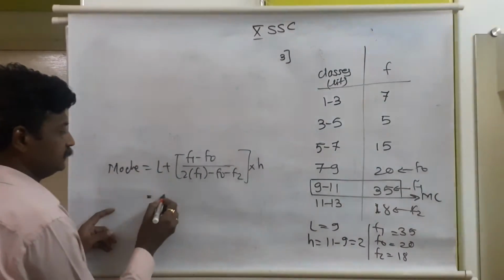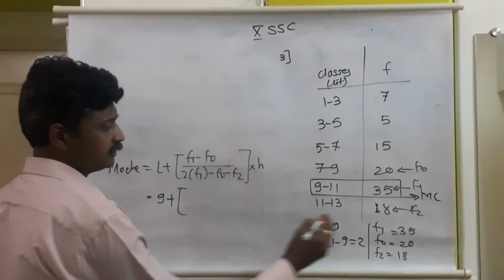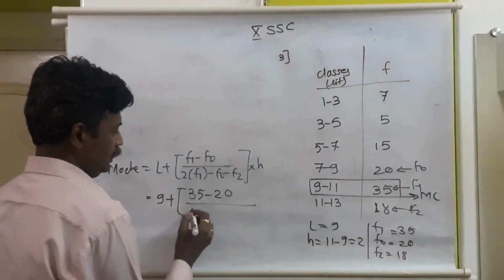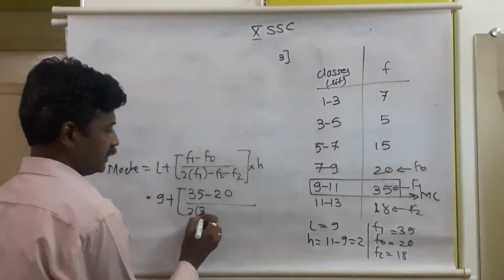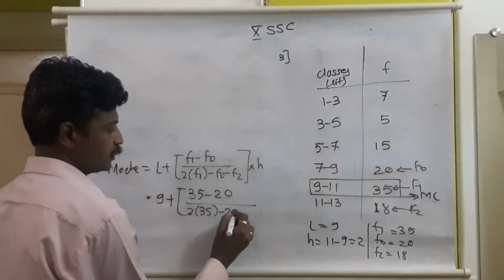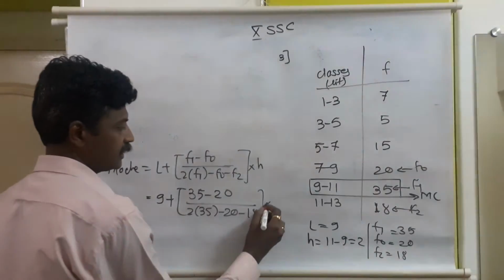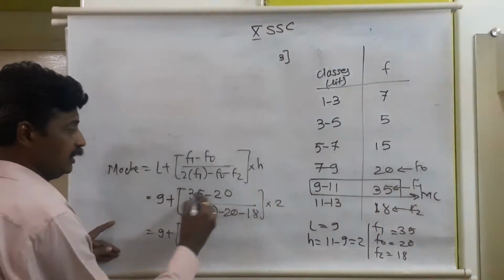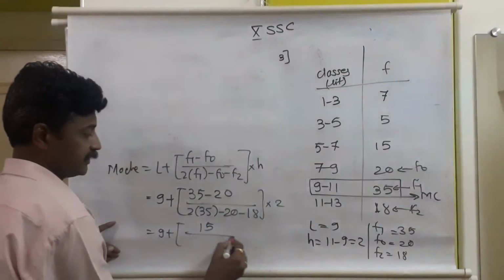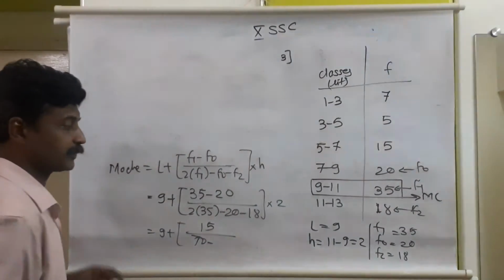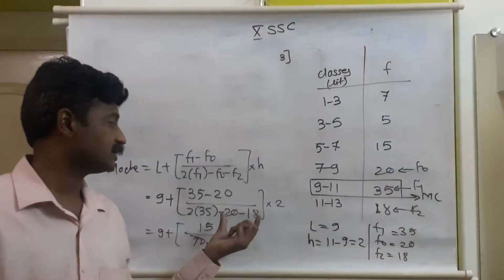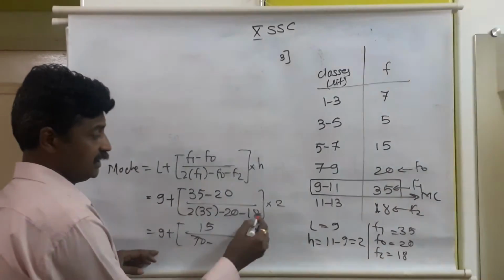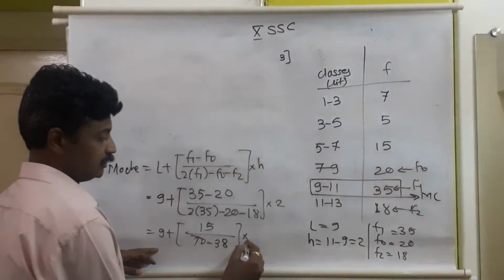So L is here 9 plus F1 35 minus F0 is 20, over 2 into F1 value is again 35 minus F0 is 20, F2 is 18, bracket complete, into H is 2. Let us simplify it to get the mode. 35 minus 20, it remains 15. 35 to the 70 minus 20 and 18, both are negative, so we can add them and the common sign is minus. 20 and 18 total is 38, into 2 as it is.